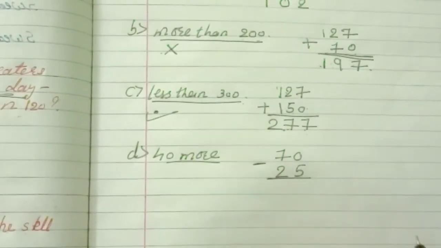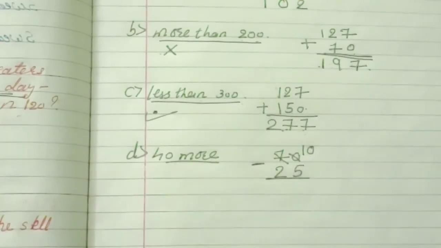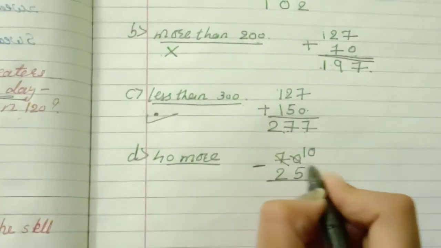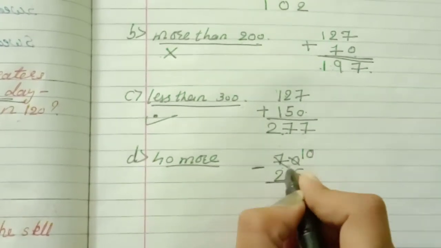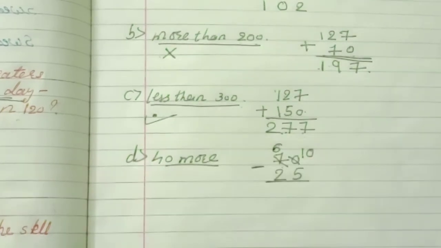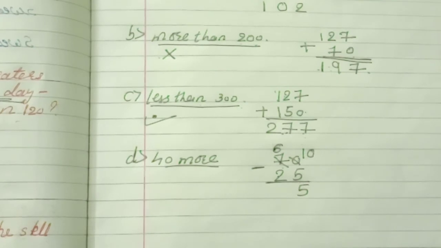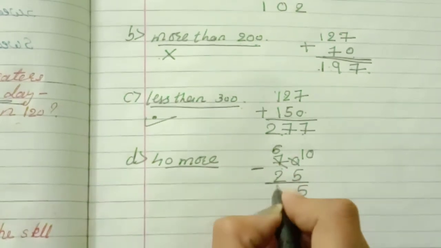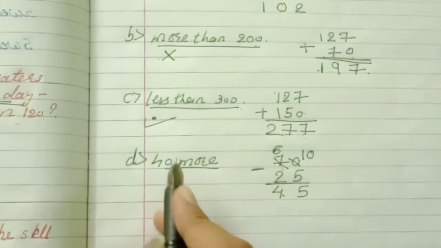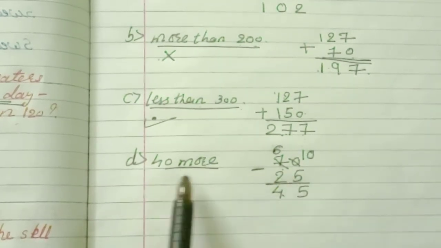0 minus 5 is not possible, so we have to borrow. We will borrow 10, 10 ones. And here it is decreasing by 1, so 7 has remained only 6. 10 minus 5, 5. 6 minus 2, count from 2 to 6: 3, 4, 5 and 6. So 4. 45. So the price of oil is more than 40.